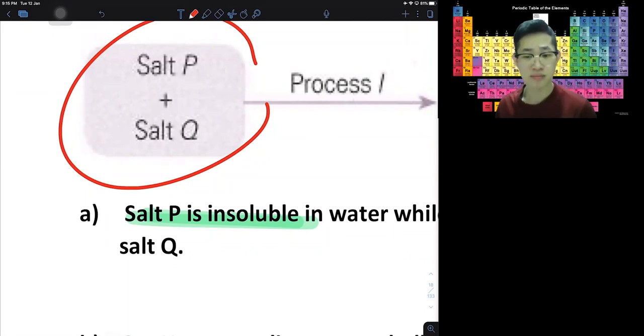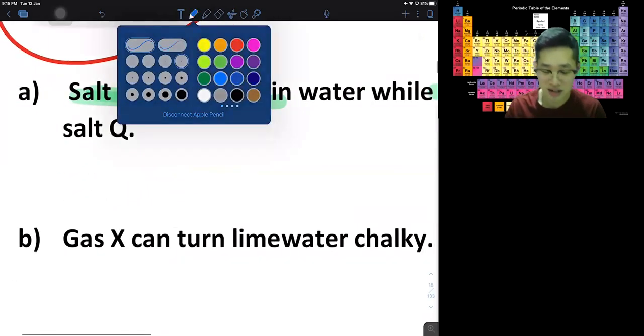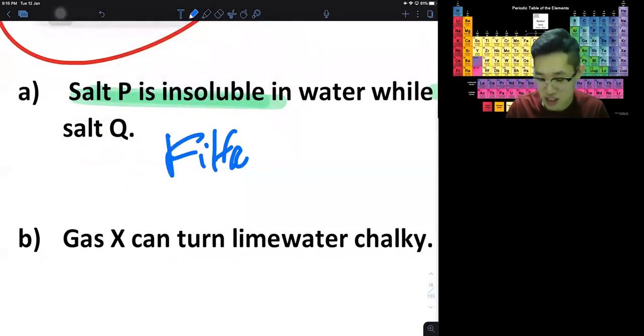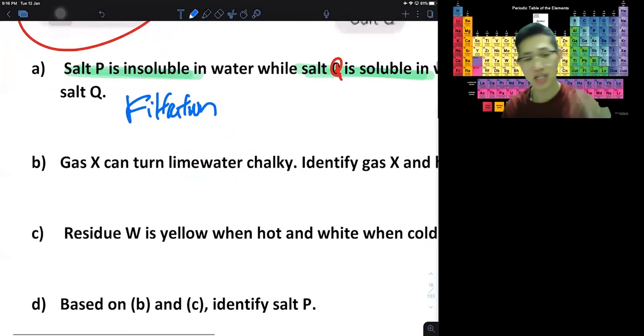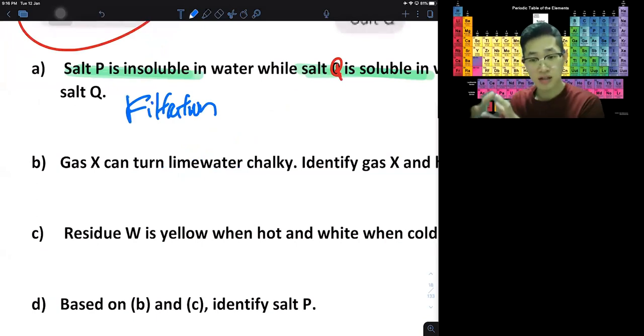You've got sand and seawater mixed together. How do you separate them? Yes, very good. Hey, Jeremy is here. Very good. Filtration. You just filter it. Then done. You get the insoluble salt out, and then the filtrate will be the soluble salt.